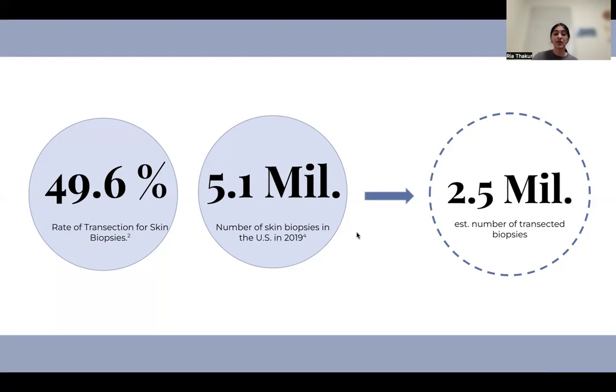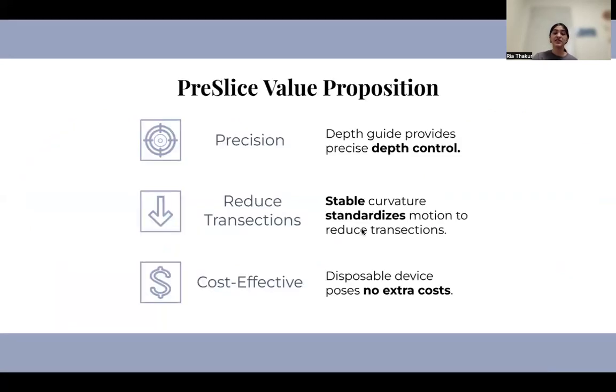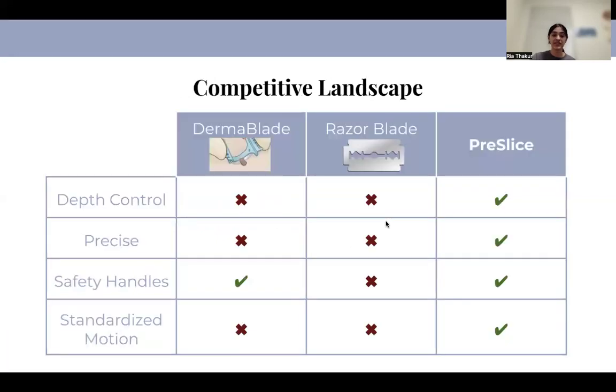And that is precisely what PreSlice provides. Our design strives for precision by utilizing a depth control guide that standardizes the shape of each cut, which will reduce transections and in turn lead to faster, more accurate diagnoses. We aim for our cost to be lower than $1 per unit, making us more affordable than any of our competitors. Our main competitor is the Dermablade, which was created with safety handles to provide better control over the razor blade, but provides no actual method to control the depth or precision of a biopsy. Our device was devised with those exact factors in mind. Every time we biopsy with PreSlice, we precisely extract the same sample.